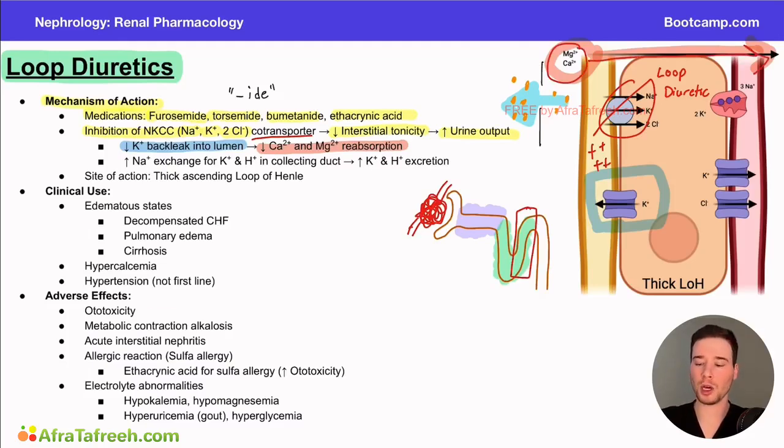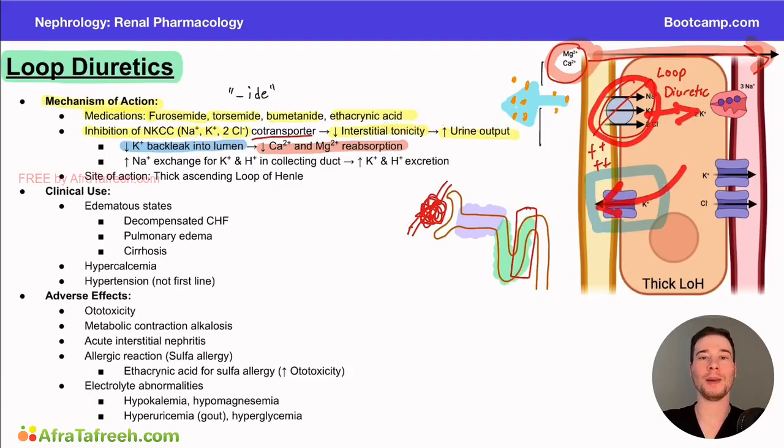Again, if we lose our potassium backleak, which we do if we inhibit the NKCC, we're losing this process as well. We're losing the ability to reabsorb magnesium and calcium. Now, this can get a little bit confusing, so just to summarize here, if we inhibit the NKCC channel with a loop diuretic, we block potassium coming into the cell. If we block potassium coming into the cell, we block the leakiness or the backwards flow of potassium out of the cell.